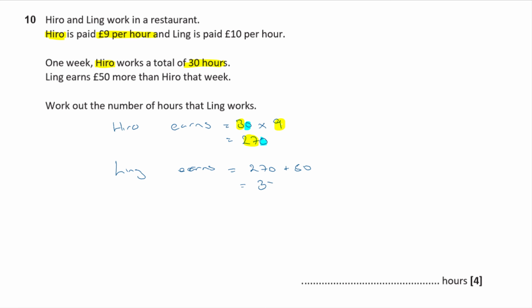So that takes him up to £320. Okay? Work out the number of hours that Ling works. We know that Ling earns £10 an hour, and we know how much he earned. He earned £320. So if we divide his weekly earnings by his hourly pay rate, so 320 divided by 10, that should tell me the number of hours that he worked. That's pretty easy to do. 10 just divides in like that, leaving me with 32. So we know that he worked 32 hours. Okay, so that's Ling, that's Hero. Nicely set out. 32 hours.